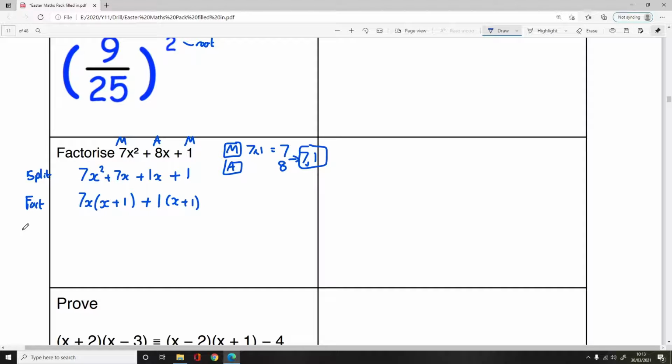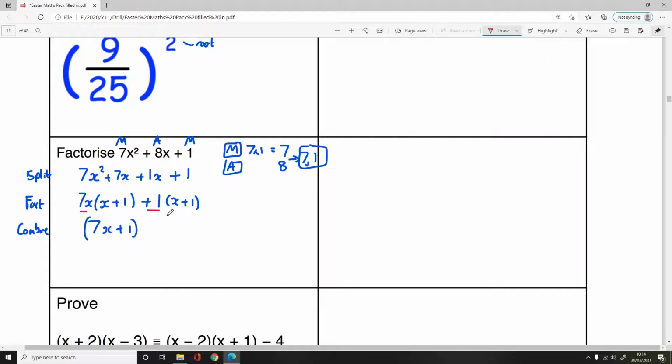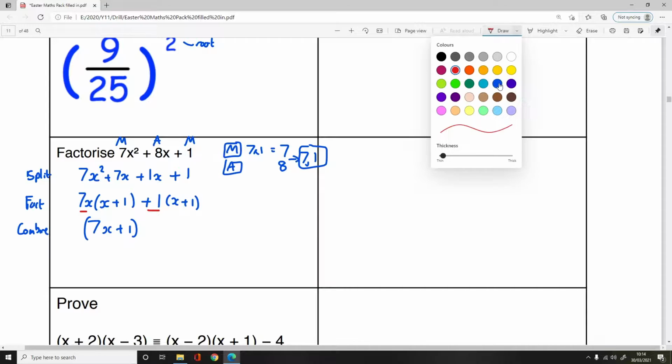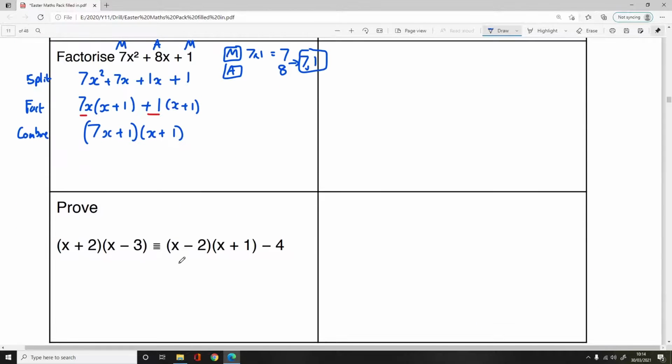And then our last step, let's say combine, would be to put this 7x plus 1 into a single bracket. And just to be clear, that's from here and here. And then to put the x plus 1 into another bracket. And that's it. Cool. So MAM is well worth knowing, by the way. That's as hard as factorising is going to get, and it's not that bad as long as you know exactly what you're doing with it.